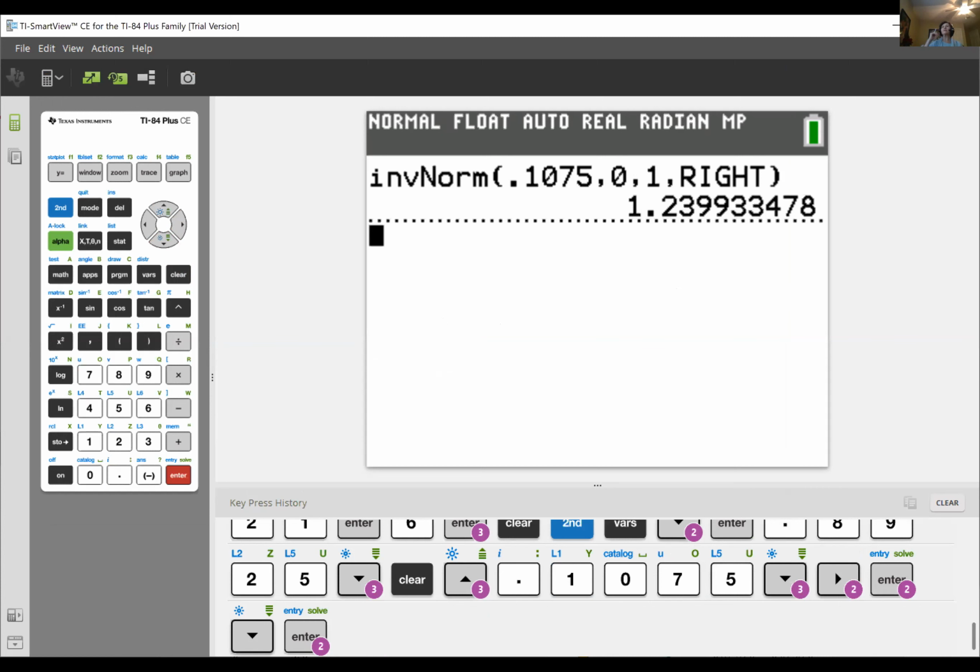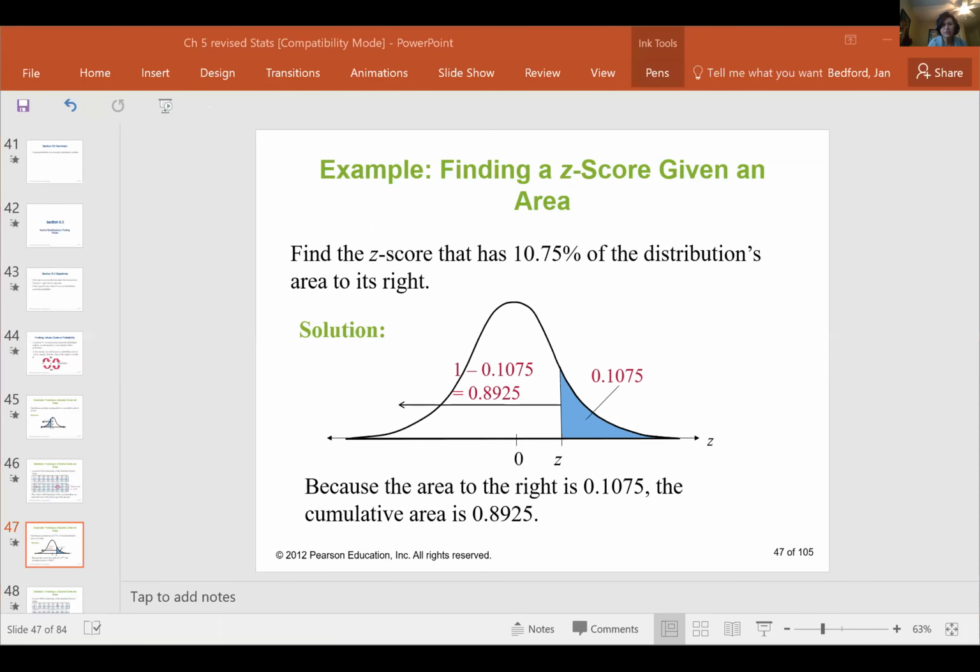And that's going to give you a Z-score of 1.24. Z-scores you round to 2 places to the right. So 1.24. Does that make sense? Now, if I go back and I look at that problem, would a Z-score of 1.24 seem logical?